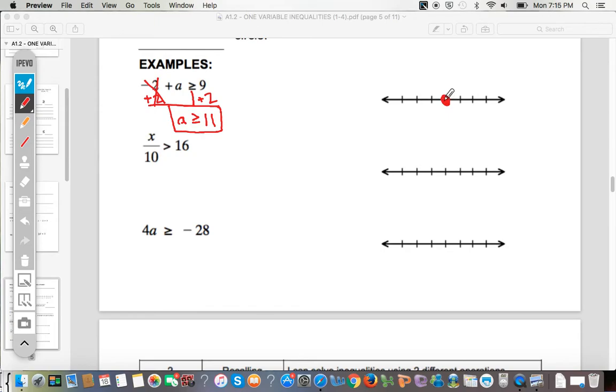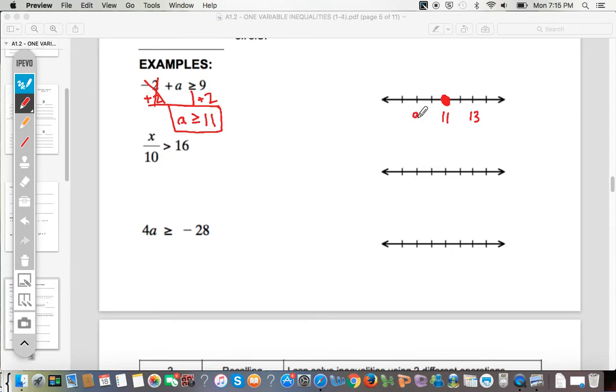This colored in circle means that our solution is included. So a is greater than or equal to 11. That means a could be 11. It could also be any number that is greater than 11. So let's make some marks here. I'll say this is 11, 12, put 13 right here.